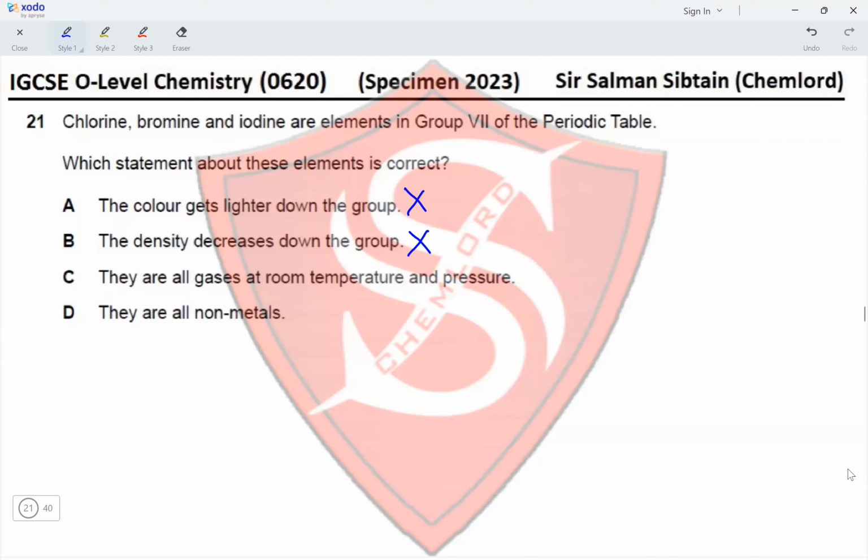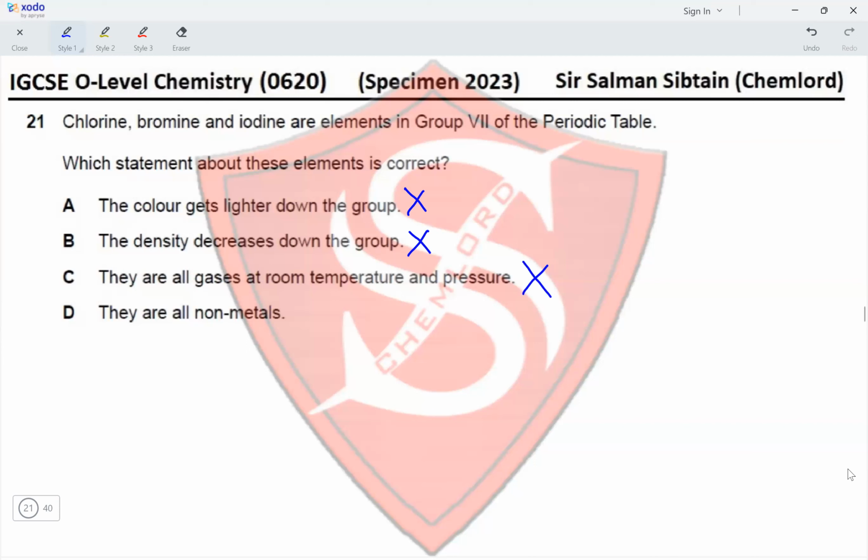They are all gases at room temperature and pressure. Fluorine is a yellow gas. Chlorine is a green gas. Bromine is a red-orange liquid. Iodine is a blue-black solid. Astatine is a dark-black solid. So they are not all gases at RTP.